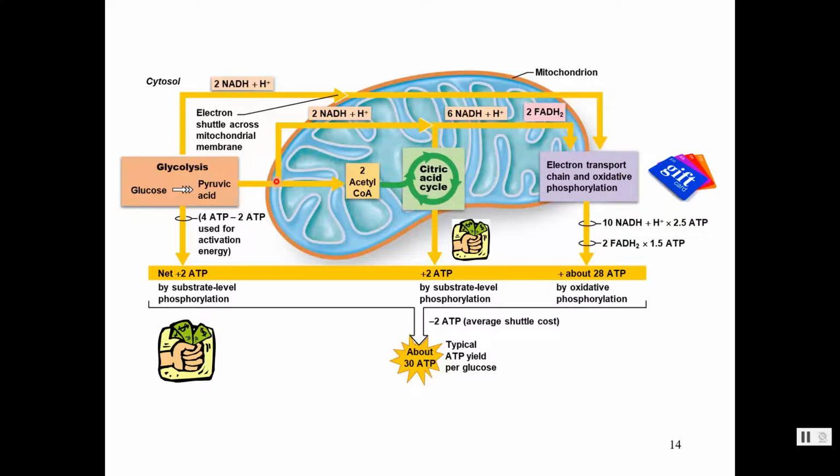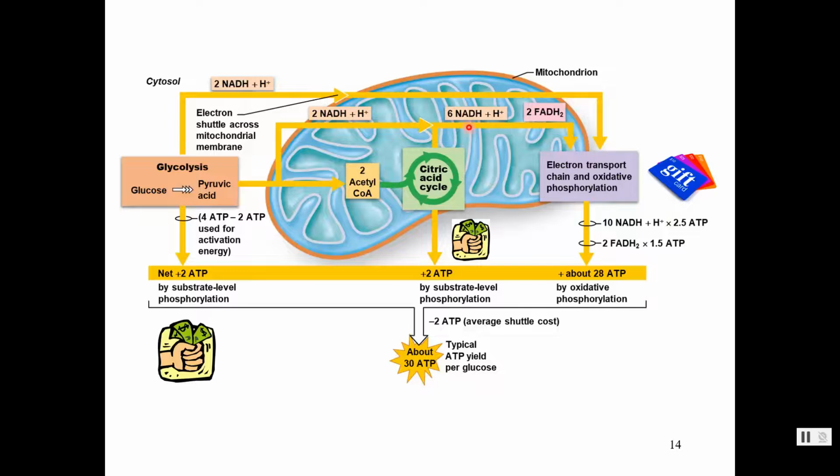The pyruvic acid is going to be converted into acetyl-CoA, and oh look, we get some more gift cards. We get 2 NADH plus H, and then this acetyl-CoA is going to go through the citric acid cycle. Through the citric acid cycle, we're going to get 2 more ATP through substrate level phosphorylation, and so that's a total of 4 ATP that we made in that way. Through the citric acid cycle, though, we've gained some more gift cards.